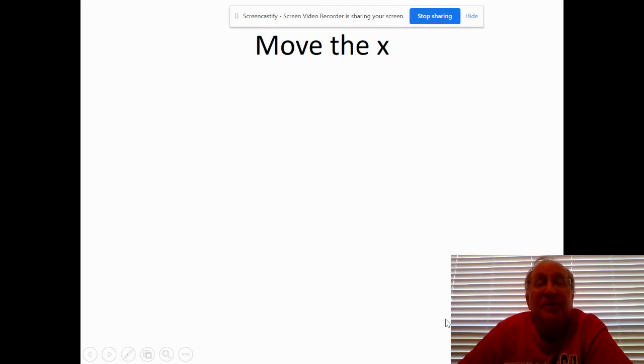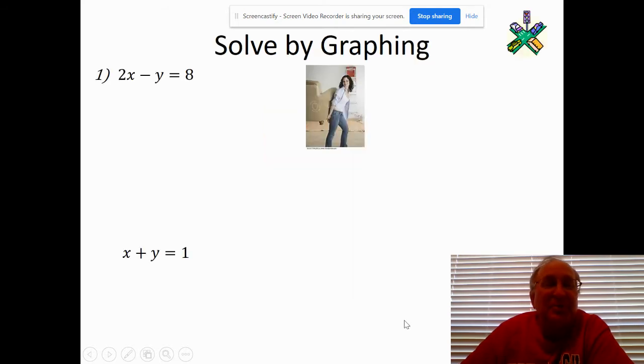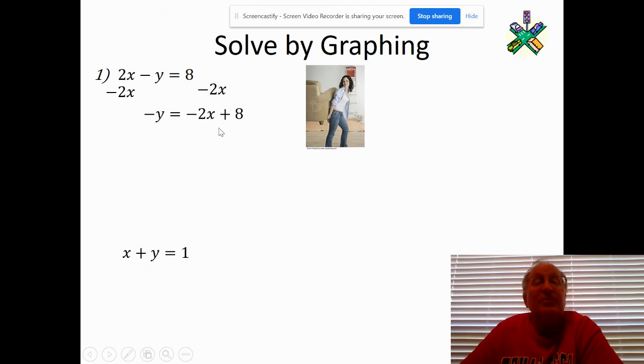So the first thing we need to do, when we're given a general equation, is move our x out. Nobody wants to keep the x around. So I'm going to move the 2x to the other side because I need to have a y by itself. So I'm going to minus 2x. If I do it to one side, I've got to do it to the other, so I'm going to minus 2x to both sides. It'll cancel out here. So I have negative y equals negative 2x plus 8.